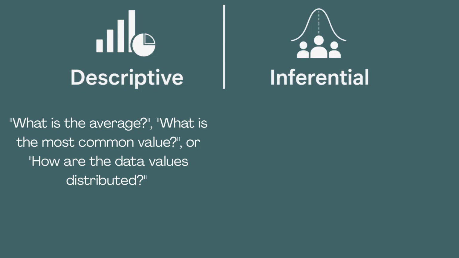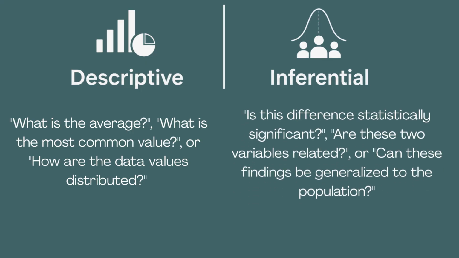They also differ in the questions they answer. Descriptive statistics answers questions such as, what is the average? What is the most common value? Or, how are the data values distributed? Inferential statistics answers questions such as, is this difference statistically significant? Are these two variables related? Or, can these findings be generalized to the population?